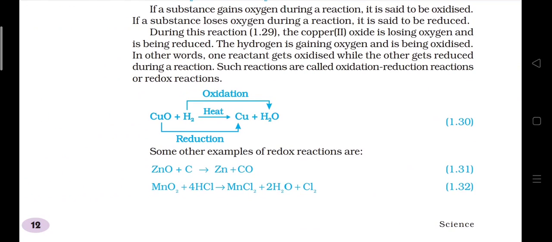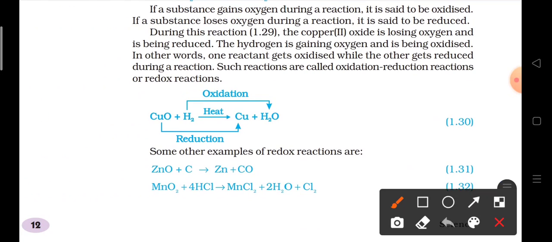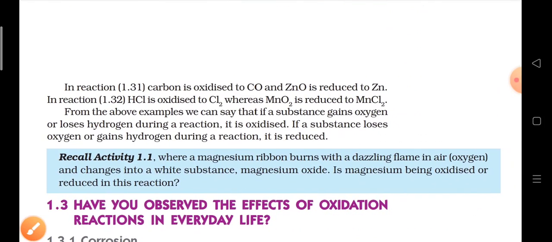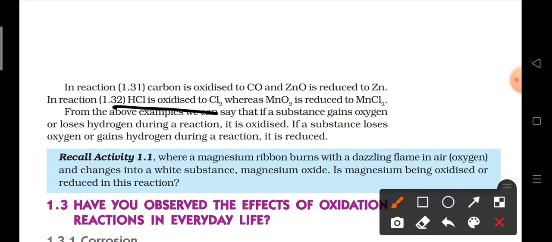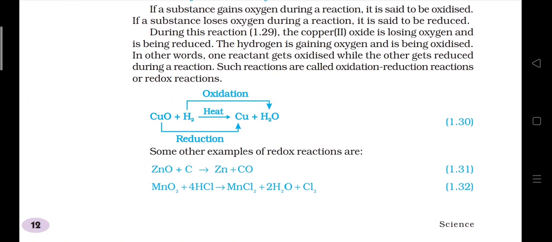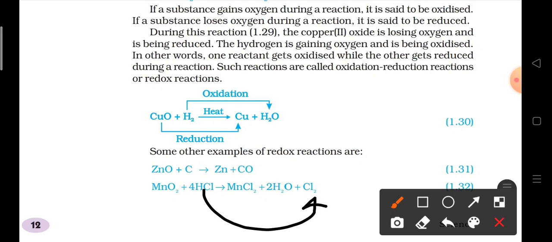In a similar way, HCl is oxidized to chlorine and manganese oxide is reduced to manganese chloride. Let us check over here. HCl is oxidized to chlorine because of the removal of hydrogen. I told you removal of hydrogen is oxidation, whereas manganese oxide is reduced to manganese chloride, that is, removal of oxygen is reduction.